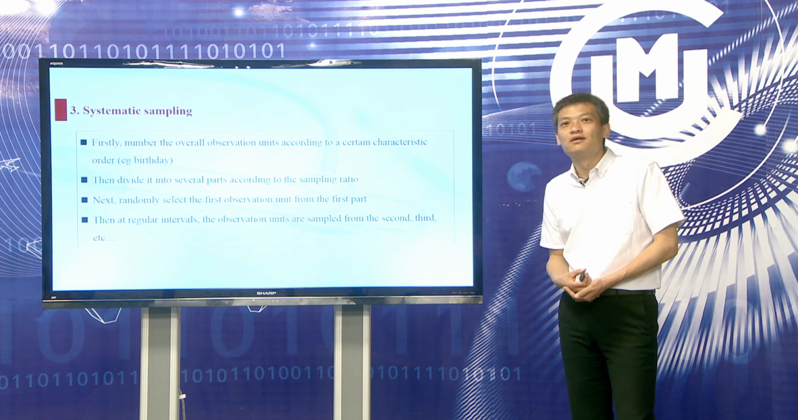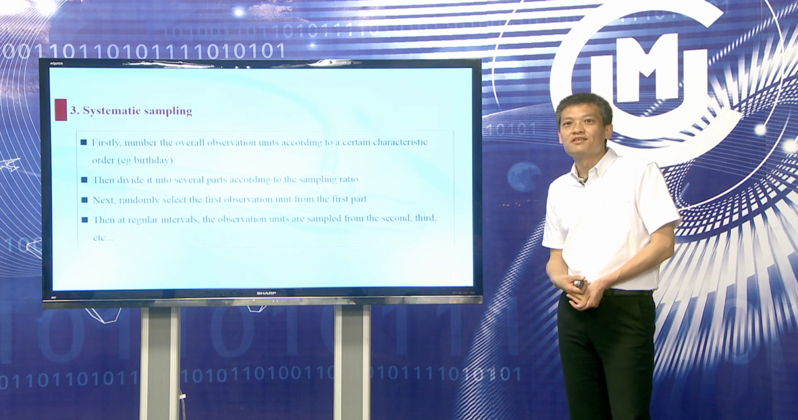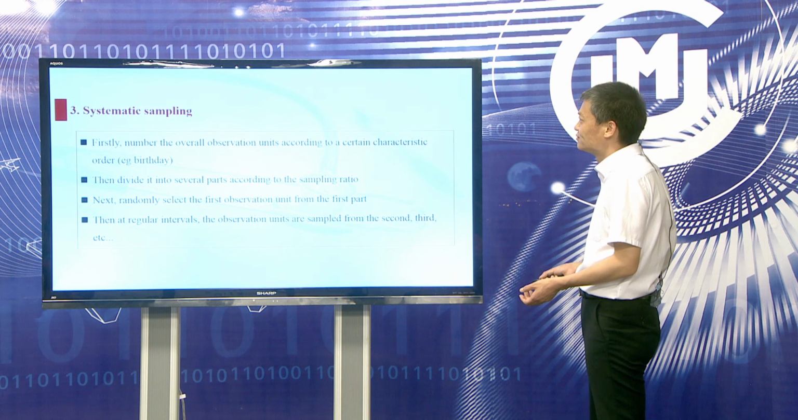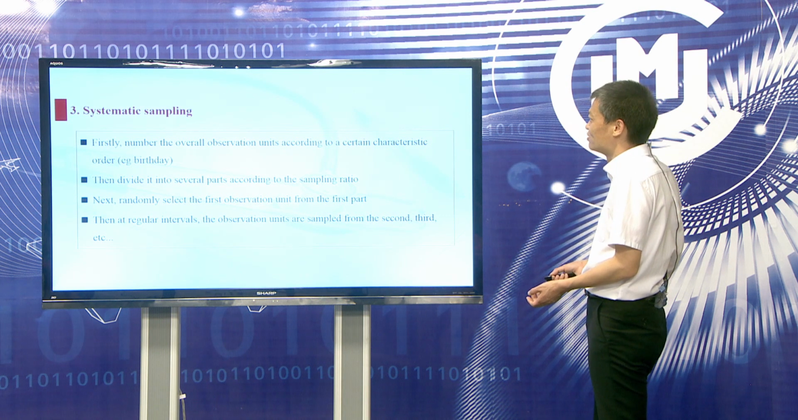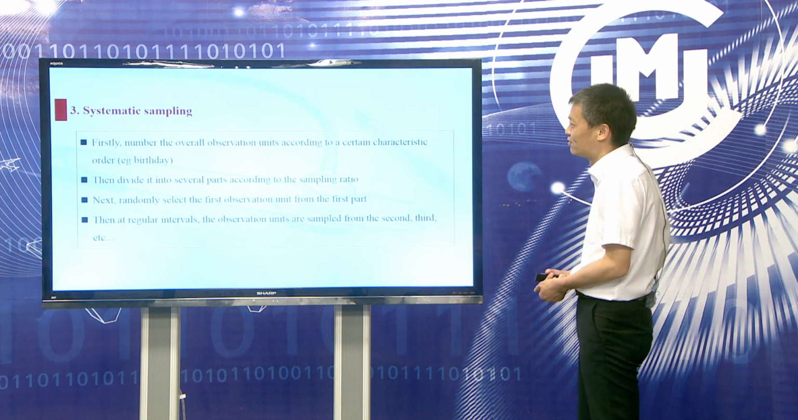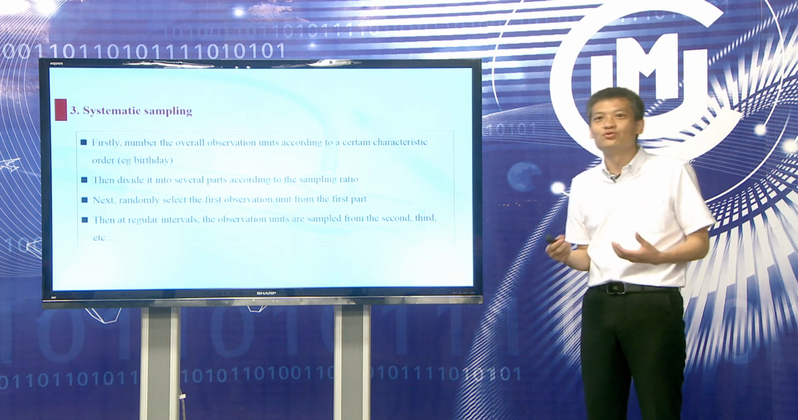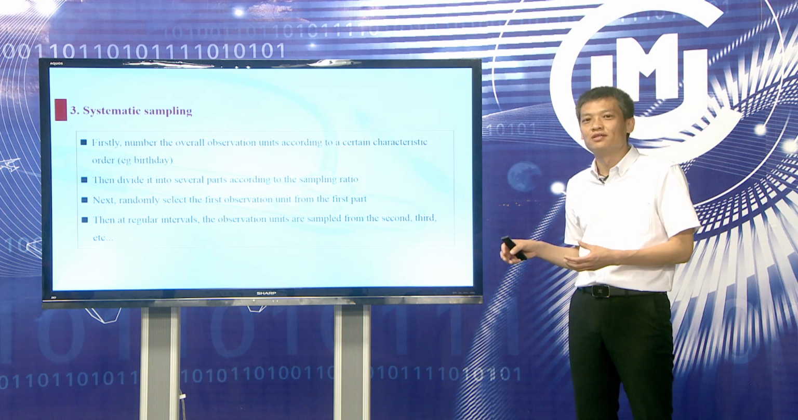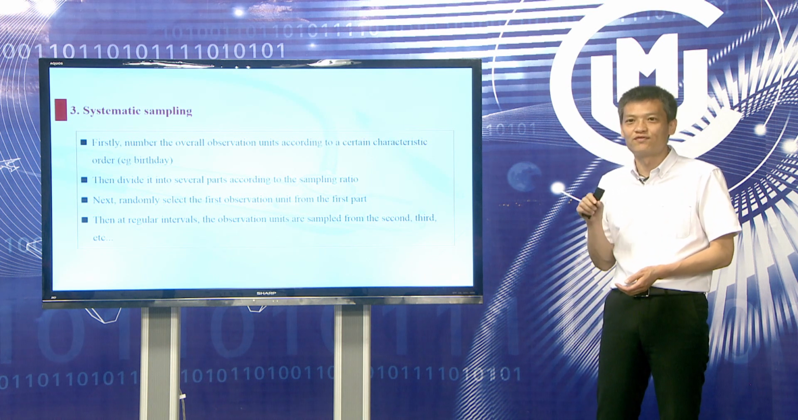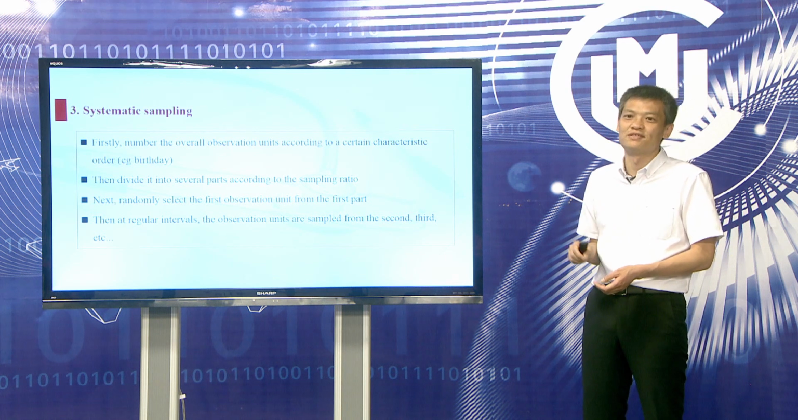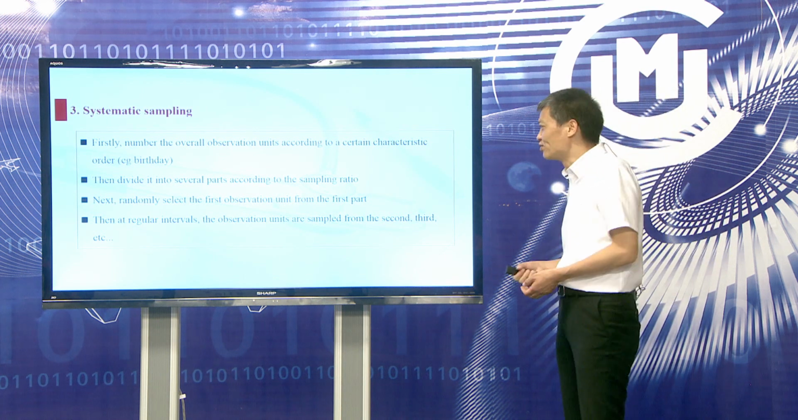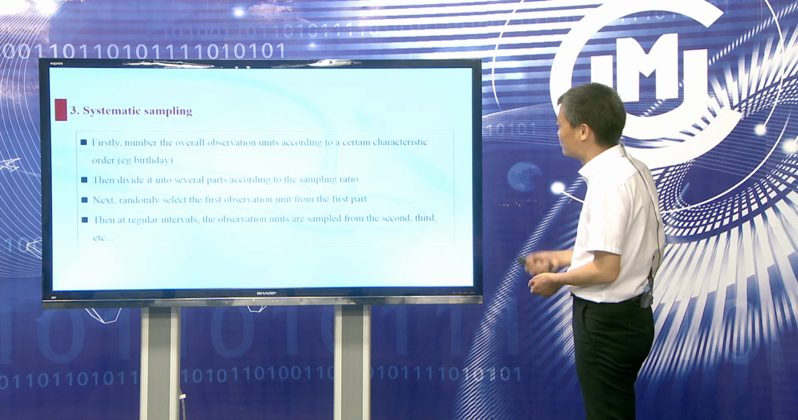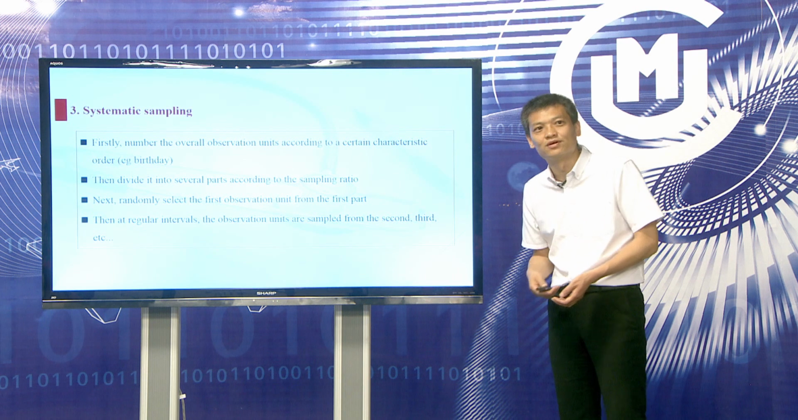This is the third method, systematic sampling. Firstly, number all of the observation units according to a certain characteristic order, then divide them into several parts according to the sampling interval. Next, randomly select the first observation unit from the first part. Then, at regular intervals, the observation units are sampled from the second, third, and so on.